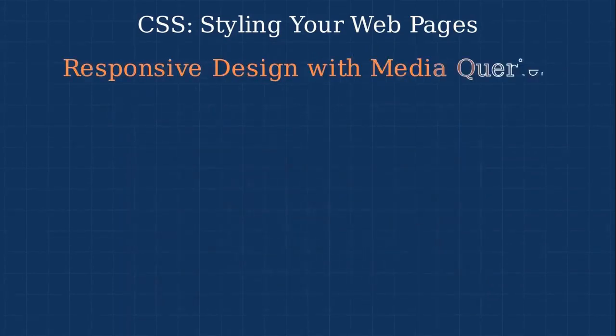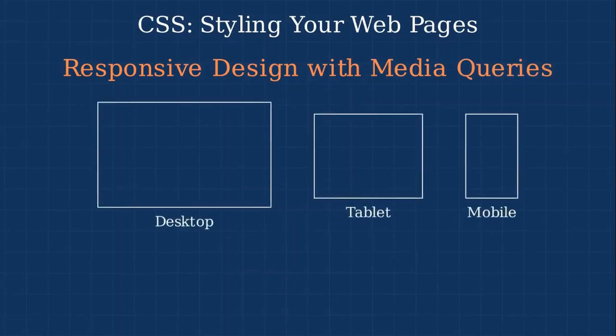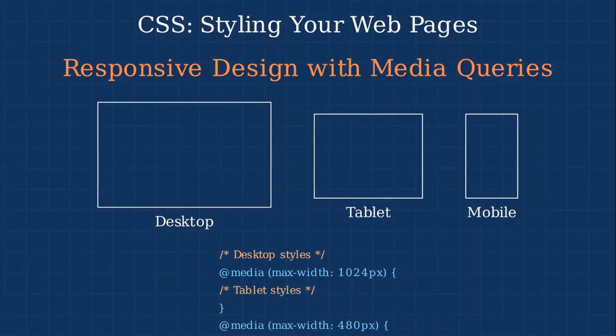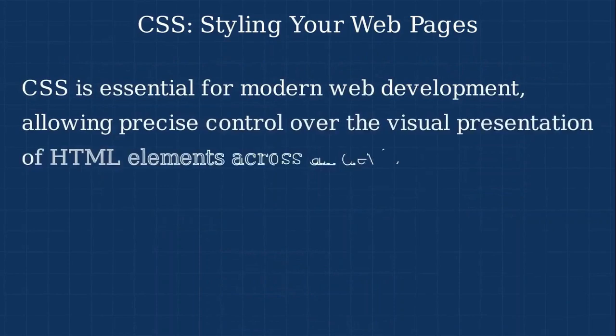CSS enables responsive design through media queries, allowing websites to adapt to different screen sizes and devices. Media queries let you apply different styles based on device characteristics, like screen width, making your website look good on any device. CSS is essential for modern web development, giving you precise control over how your HTML elements appear on screen.